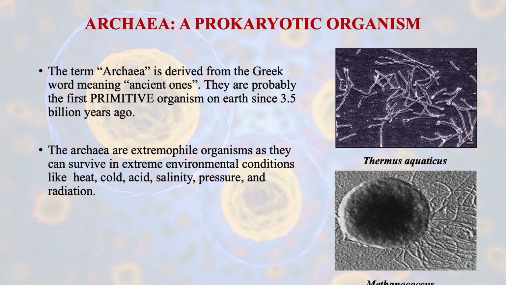So the archaea organisms are considered extremophile organisms because they can survive in extreme conditions like heat, cold, acid, salinity, pressure and radiation. Due to this survival in extreme environmental conditions, they are called extremophile organisms. So archaea are extremophile organisms. Here you can see Thermus aquaticus survives at higher temperatures, and Methanococcus survives in methane gas conditions.